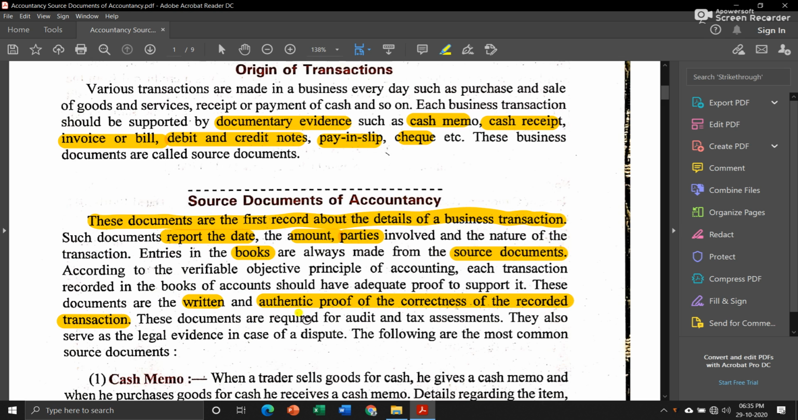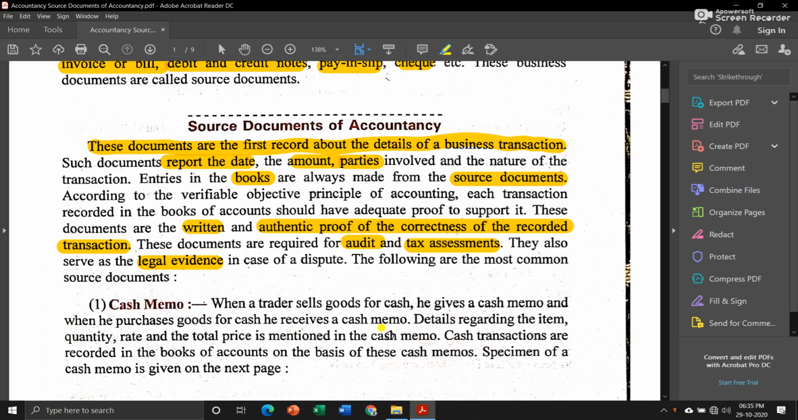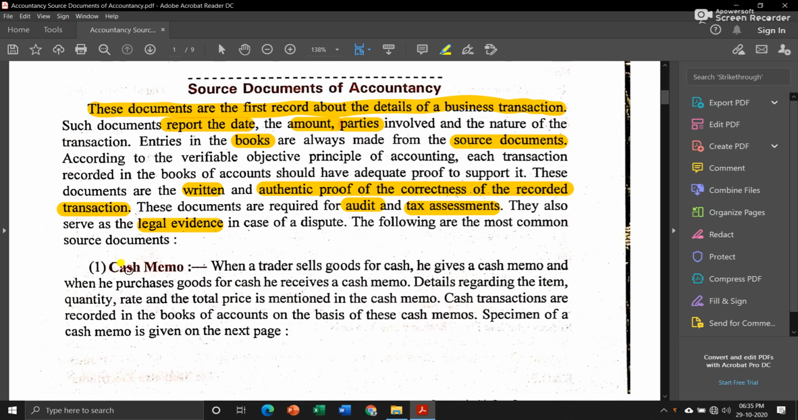These documents are required for audit and tax assessment. For auditing as well as for filing income tax, these source documents are very much important. They also serve as legal evidence in case of a dispute. The following are the most common source documents. Now let us see what are different types of source documents.